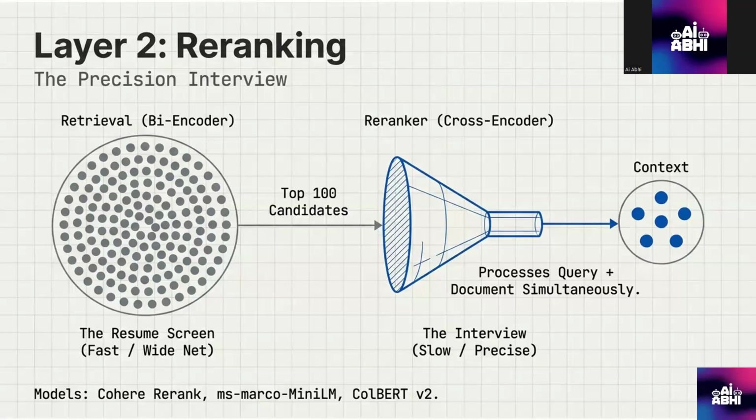It takes the full text of the query and the full text of each chunk, feeds them through the transformer model, and outputs a relevance score. Because it sees both pieces at once, it understands the relationship much better than a bi-encoder that processes them separately.